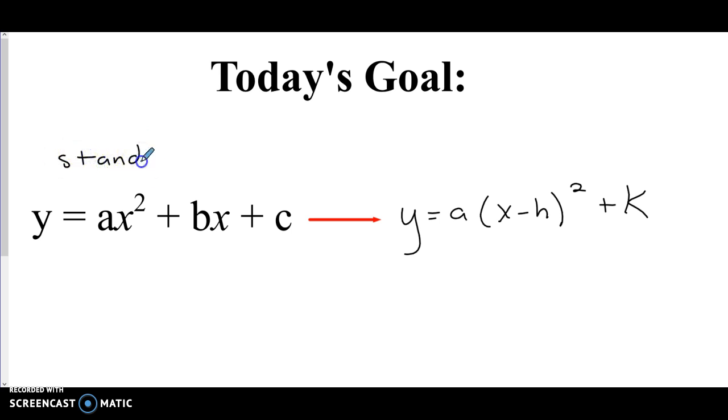So this is standard form. This is vertex form. That's our goal. 15 minutes, we're going to get that done, okay?